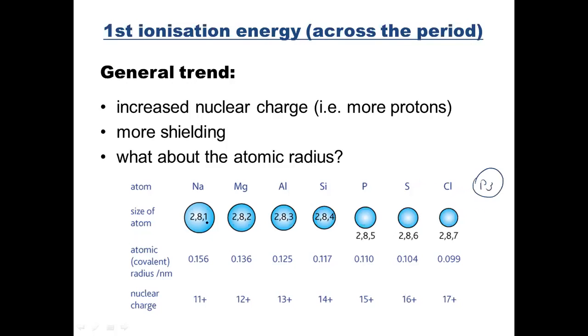Period 3 elements, and that represents the size of an atom. What happens to the size of an atom across the period? It decreases. You can see the values in here as well. Why would that be? Well, there's nuclear charge listed here. So nuclear charge increases, right?